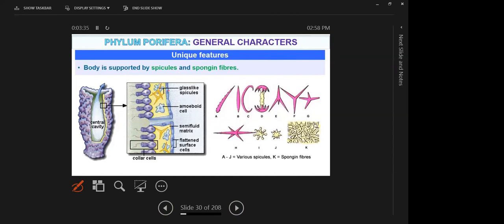I already told you. These are the skeleton elements called spicules. Spicules are of different shapes, you can see here. Various shapes of spicules are present along with spongin fibers.